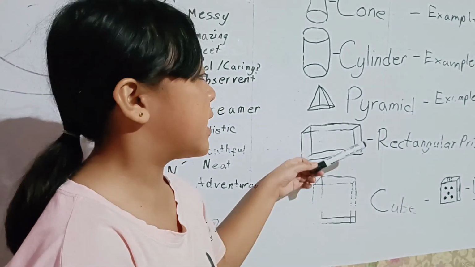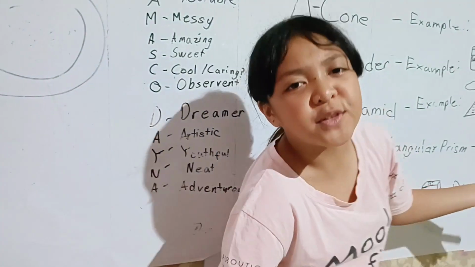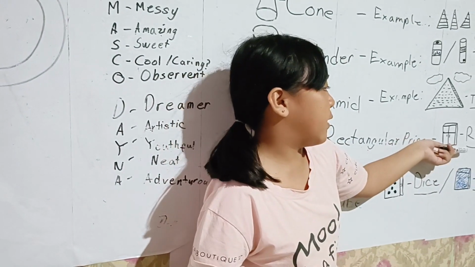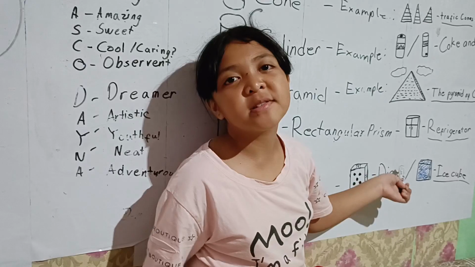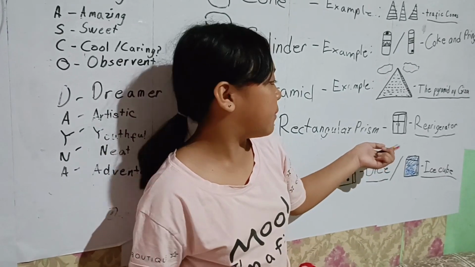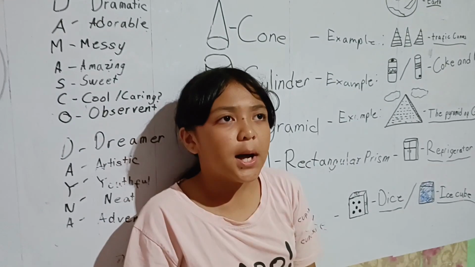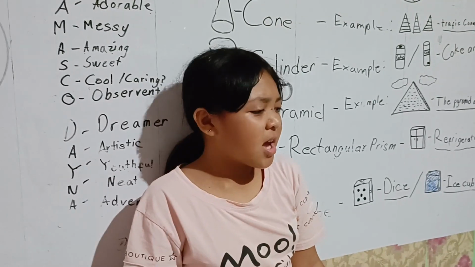So, anyways, rectangular prism. Examples of rectangular prisms are a refrigerator. Sorry, my refrigerator is kind of small. Can you give an example of another rectangular prism?